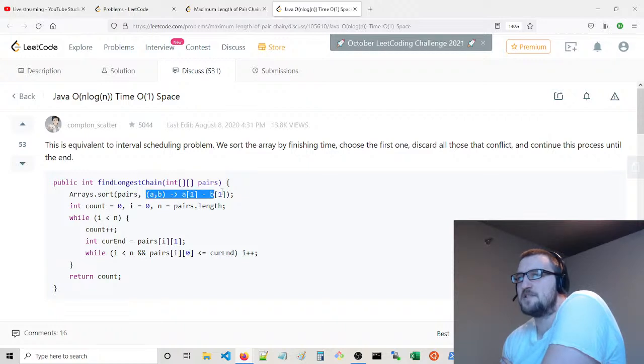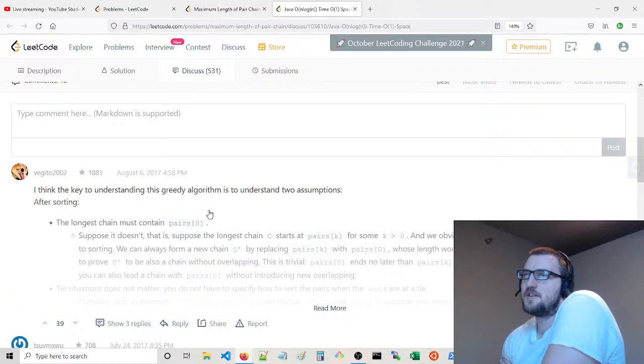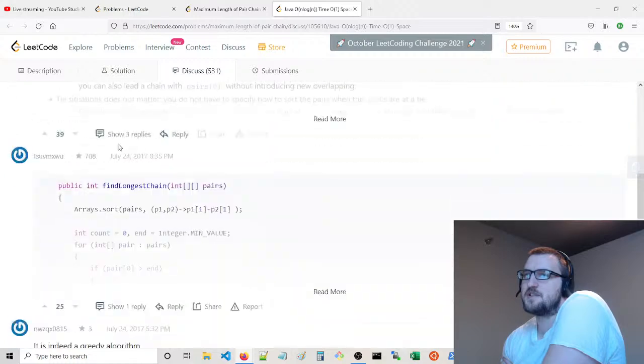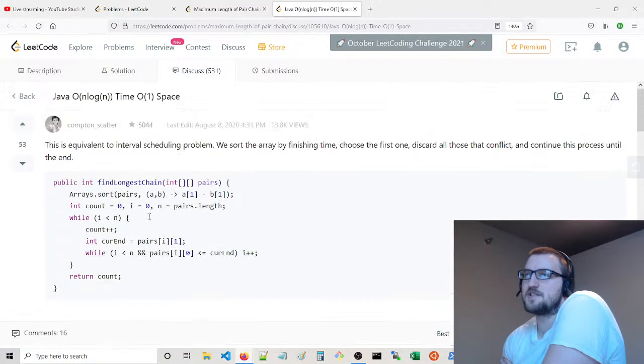Array.sort pairs, A, B, A1 minus B1. Equivalent to interval scheduling problem, we sort the array by finishing time. Choose the first one, discard all those that conflict. Continue this process until the end. N log n. Whoa. Two assumptions after sorting. Oh yeah, the sorting is what actually causes it to be n log n. I guess it's linear after this.